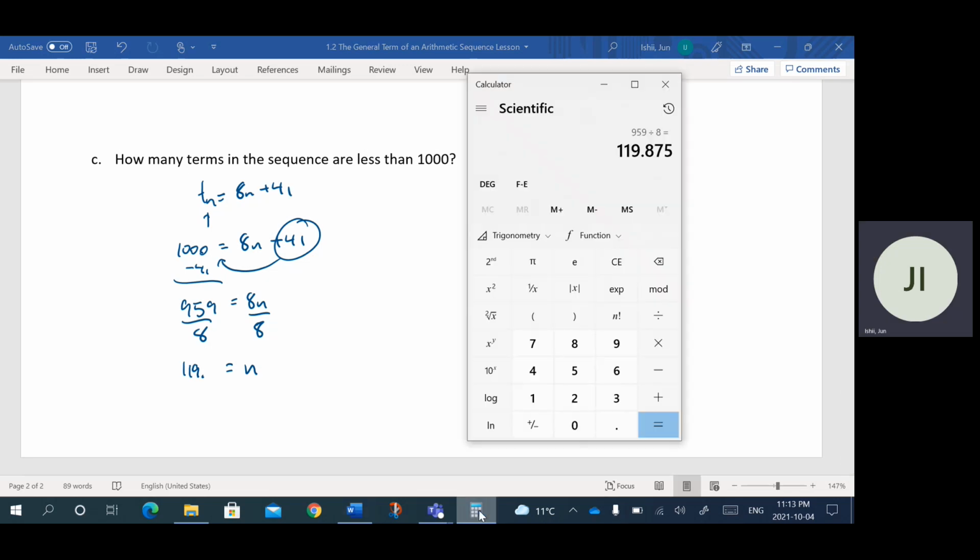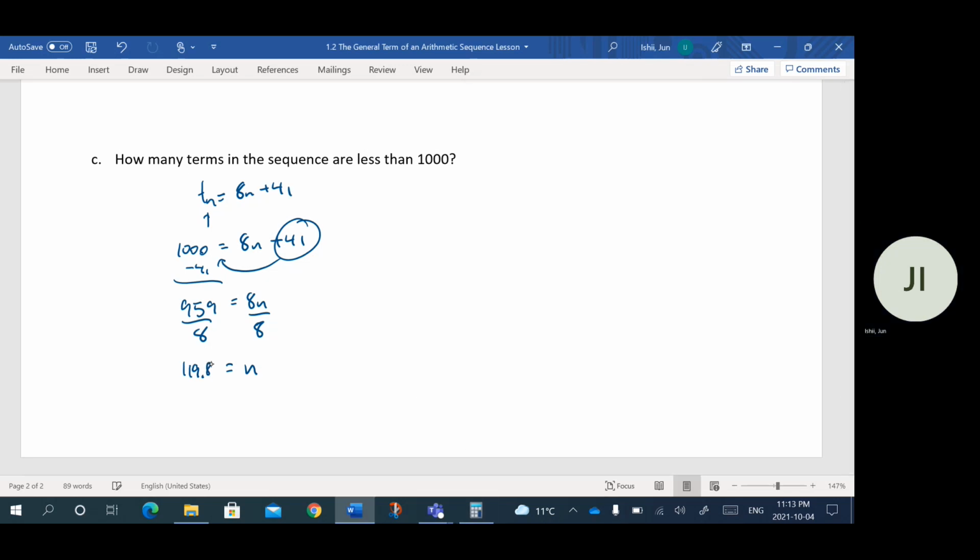So that means that the 1,000 here is not actually a number in the sequence, but we can still answer this question. Theoretically, 1,000 would be at location 119.875. You may think that you need to round this to 120, but that's actually incorrect. In terms of the location, we don't actually get to 120. We get to 119, but we don't get to 120.